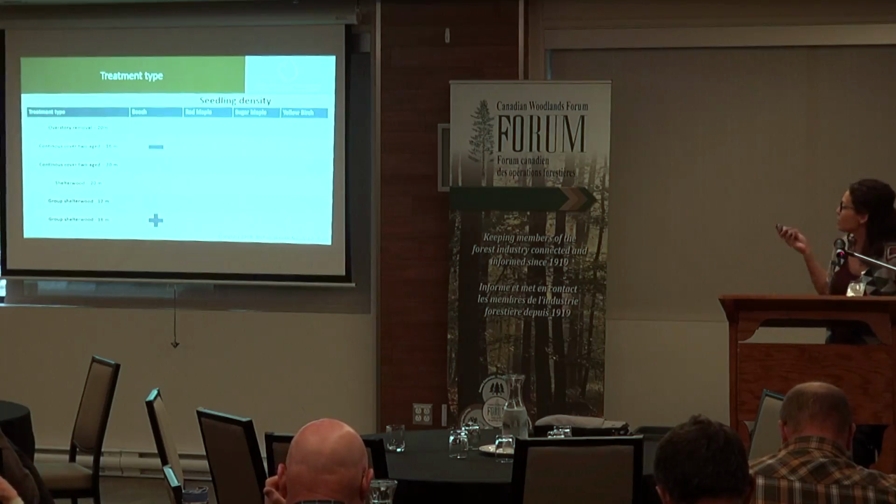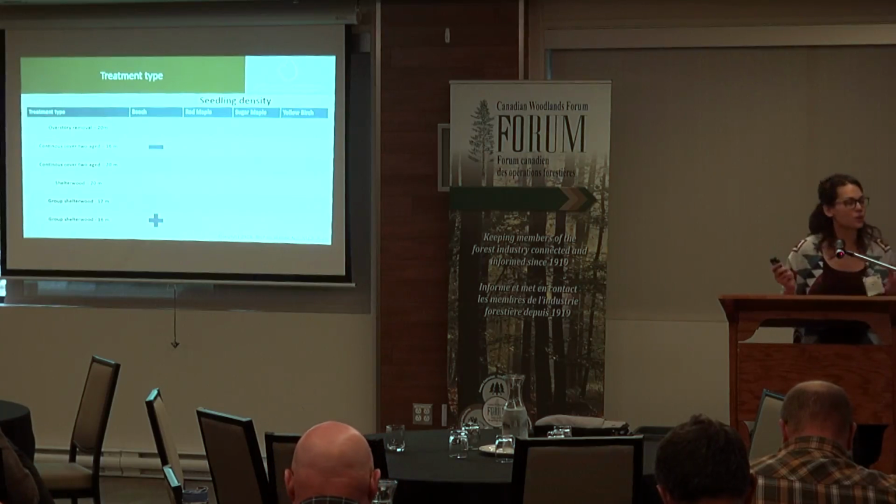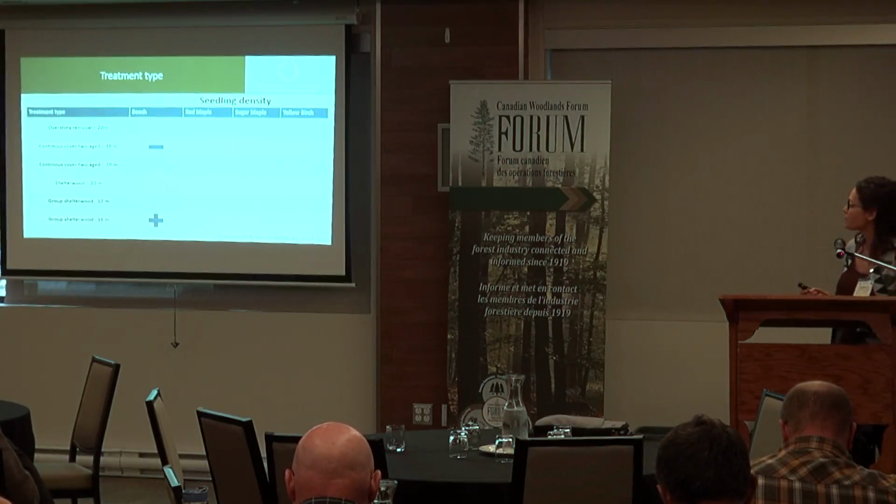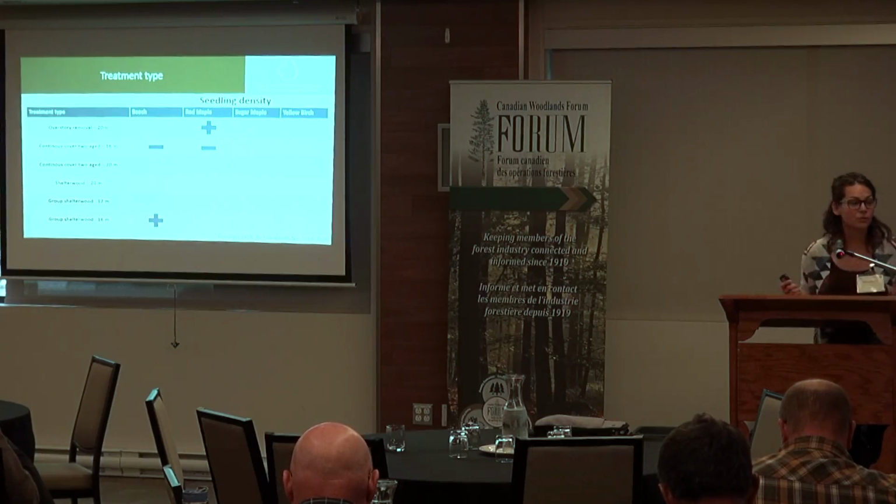Again, here there are 4 different treatment types with different trail spacing. Beech was lower 1 year following a continuous cover of 2 ages with 60-meter trail spacing, and was higher following a group shelterwood with 60-meter trail spacing. Red maple: overstory removal gives the highest density 1 year after treatment, and continuous cover the lowest.